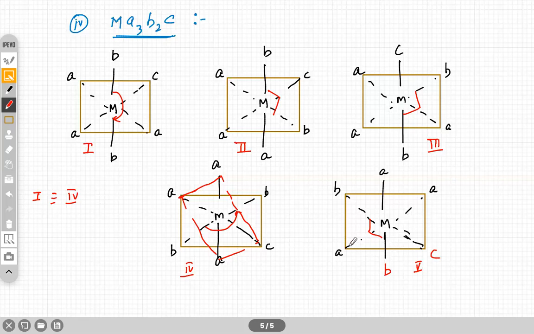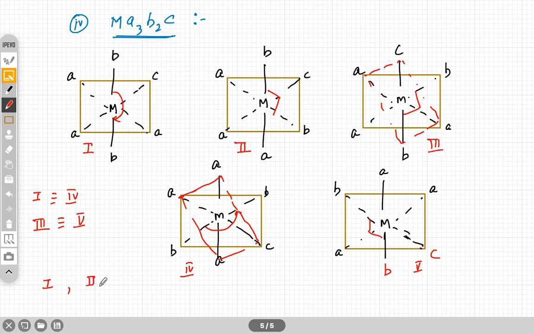Third and fifth are the same structure, because you see, we can have 2A, B and C, a square like this. So third and fifth are the same structure. So the three isomers we have: we have first one as an isomer, we have second one and third one. These three isomers we get in this molecule.